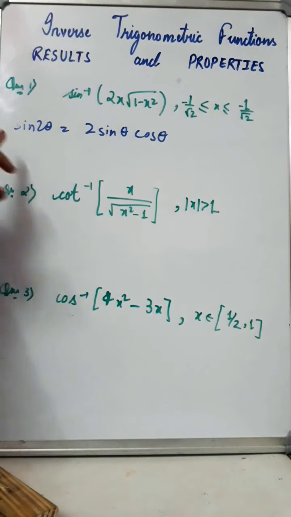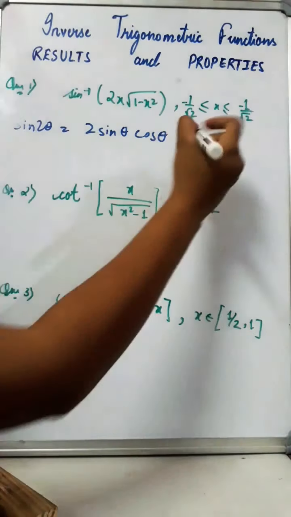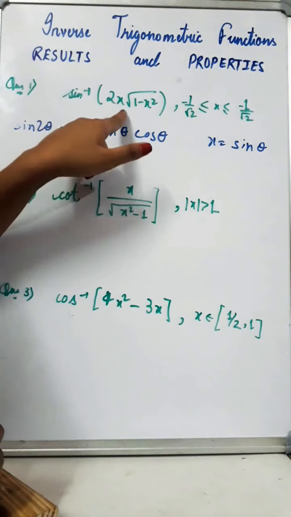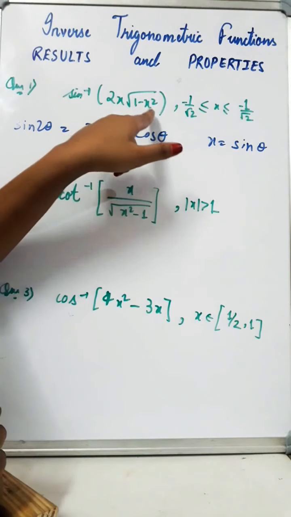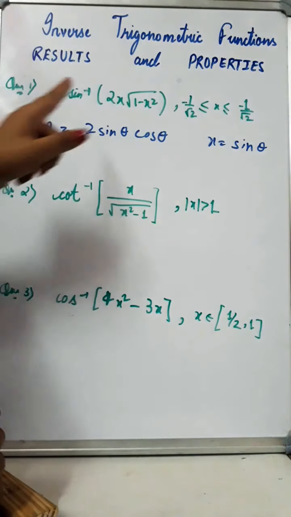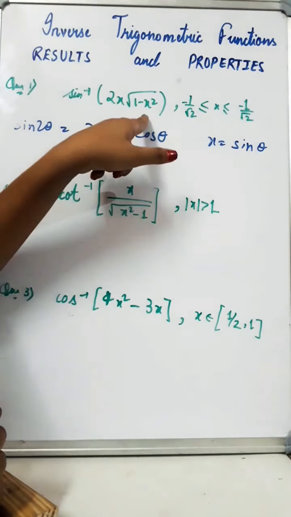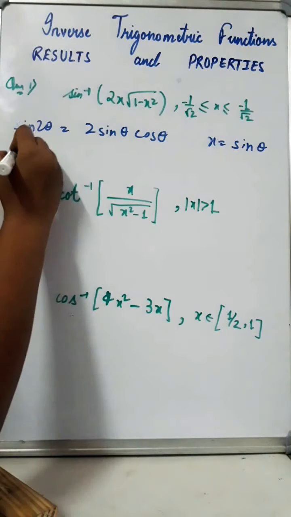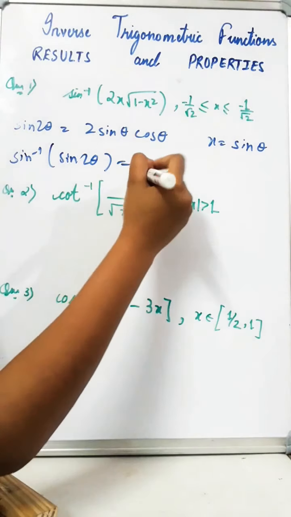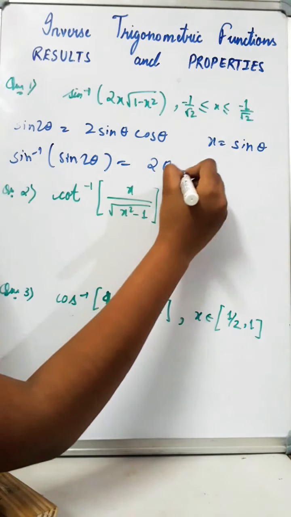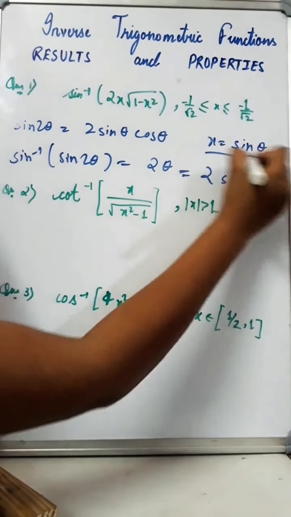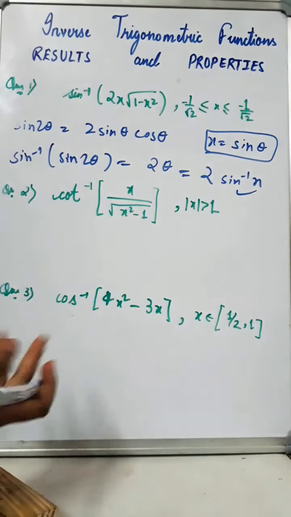So if you take x as sine theta, you will get 2 sine theta, and 1 minus x square, 1 minus sine square is cos square, under root of cos square is cos. So it becomes 2 sine theta cos theta, which is sine 2 theta. So basically you will get sine inverse sine 2 theta, and then you can write it like 2 theta, which is 2 times sine inverse x, right? From this you will get your answer.